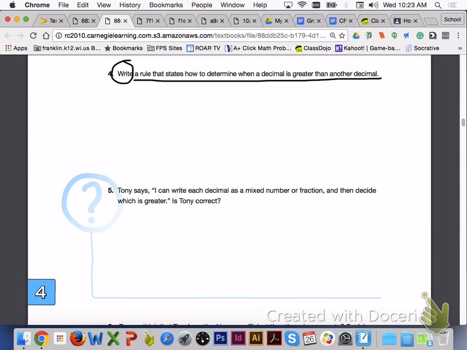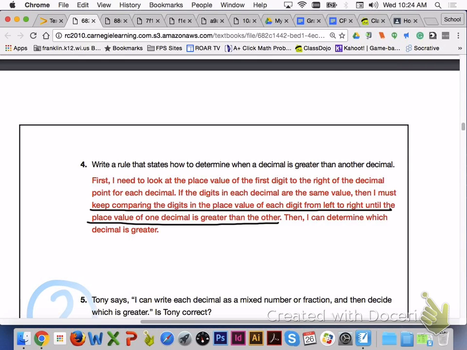Turn to page 244 and answer number 4 with your group members. For number 4, first you need to look at the place value of the first digit to the right of the decimal point for each decimal. If the digits in each decimal are the same value, then you must keep comparing the digits in the place value of each digit from left to right until the place value of one decimal is greater than the other. Then you can determine which decimal is greater.